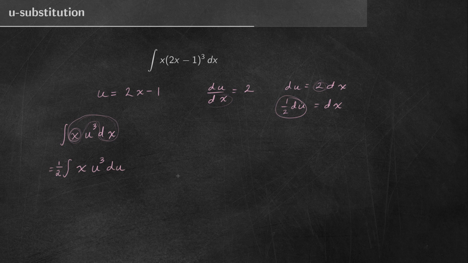So I'm almost ready to integrate, but not quite, because I still have this extra x hanging out over here. So what does x equal in terms of u? If I knew what it was equal to in terms of u, I could make another substitution. Well, I can figure this out because u equals 2x minus 1. If u equals 2x minus 1, I can add 1 to both sides and get u plus 1 equals 2x. Then I can divide both sides by 2 and get u plus 1 over 2 equals x. And now I know what x is equal to in terms of u, so I can make a substitution.